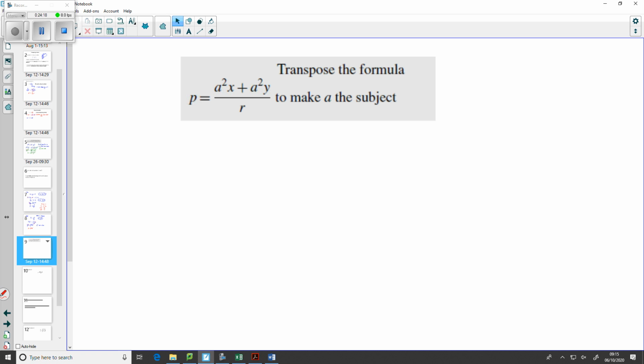What we've got now is a formula where A, the item we want on its own, doesn't appear only once, we've got it twice. So here, as well as getting it on its own, we need to get the two a squareds together. Alright? So, a bit more tricky. But where would we start with this formula, do you think? What item can we move straight away to start with? Yeah, multiply by R.